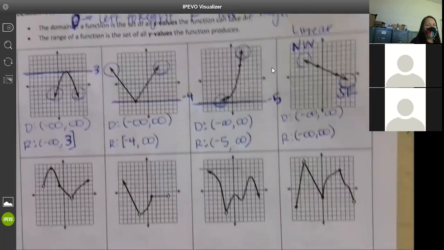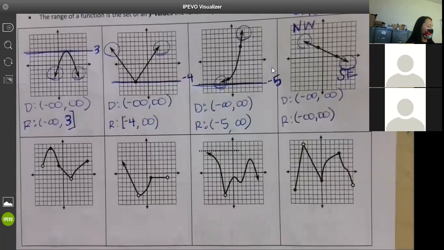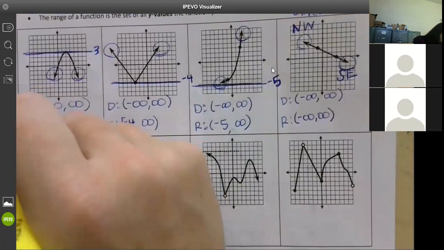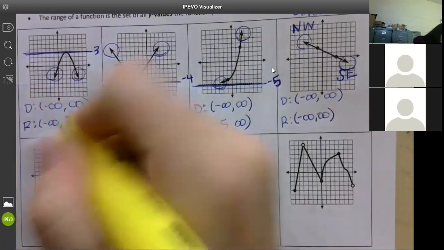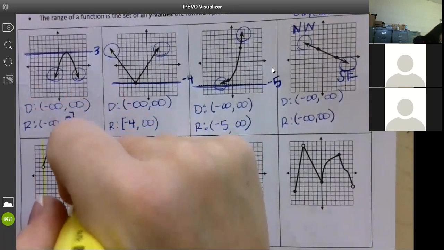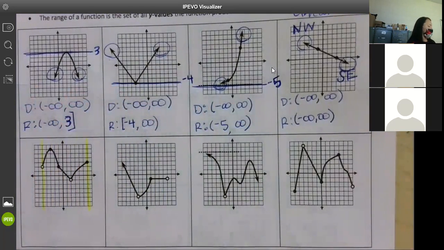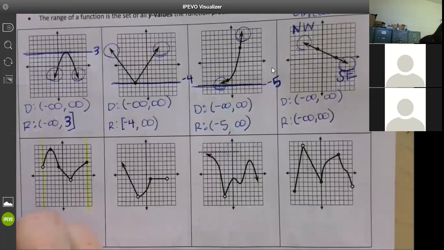All right, so let's look at these. We're going to start left to right. So I'm going to do yellow. Here is my leftmost point. Here is my rightmost point. And you can do it with your pencil. You don't have to have it, but it gets a little bit confusing when you do the other side. Okay, so our domain is left to right.